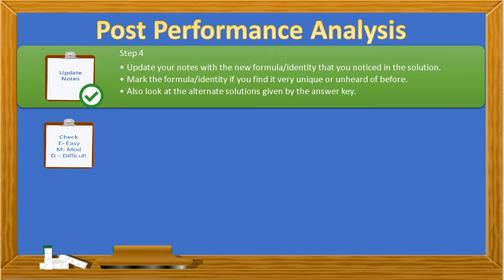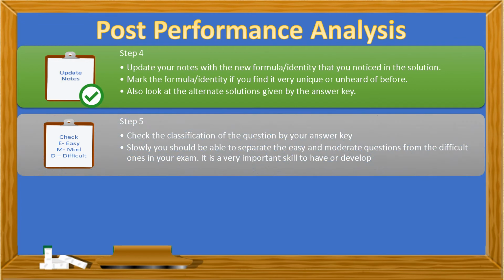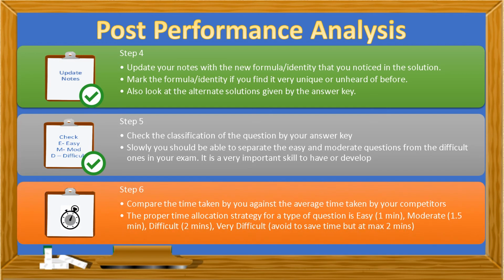The next step is to classify the question on the basis of its difficulty. It is very important that as a student you develop the ability to separate the easy and the moderate questions from the difficult ones. The next is to compare the time estimates of yourself against those of your competitors. Also, make a proper allocation. For an easy question, your time should be 1 minute. For a moderate question, it should be 1.5 minutes. For a difficult question, it should not be more than 2 minutes. And I would recommend avoiding difficult and very difficult questions to save time, but at max 2 minutes for every type of question.